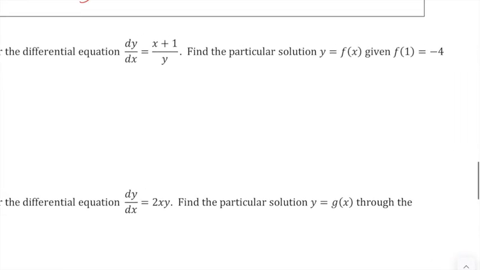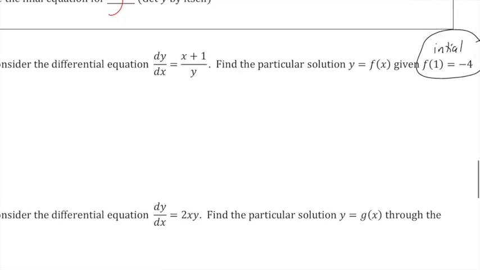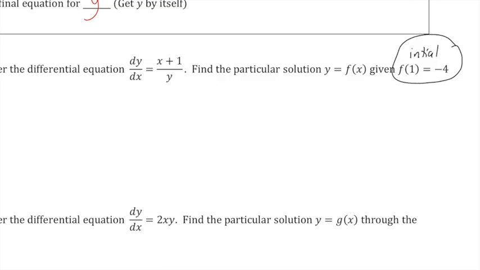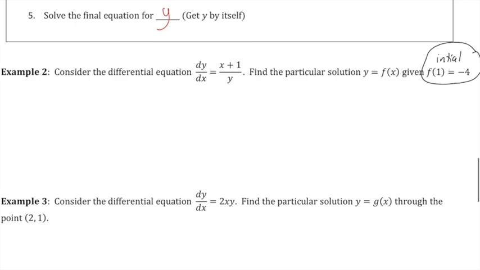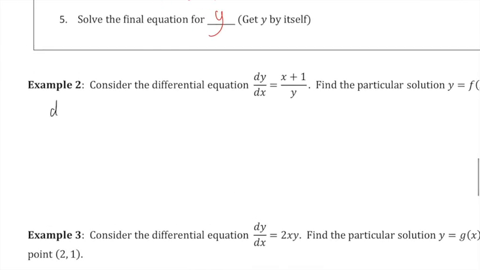Okay, so example 2, we are given our initial condition of (1, 4). So we're going to use that when we solve for c. But our first step is to multiply by dx on both sides. So doing that, we're going to get dy is equal to (x plus 1) over y times dx. And then we're going to isolate. Our next step is to get the y's to the side with the dy and leave all the x's with the dx.